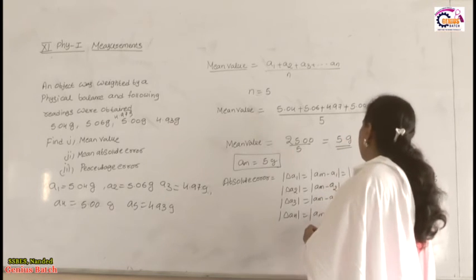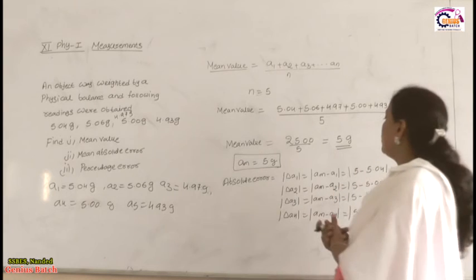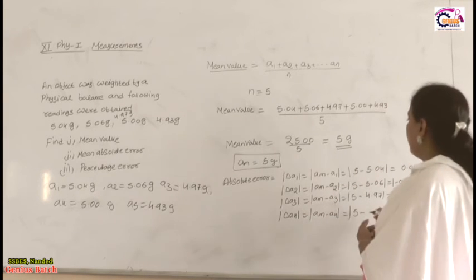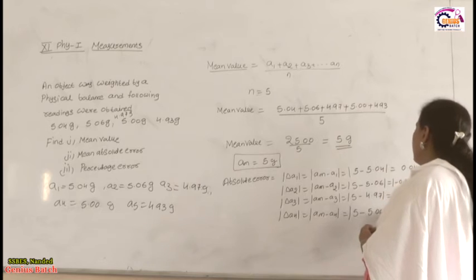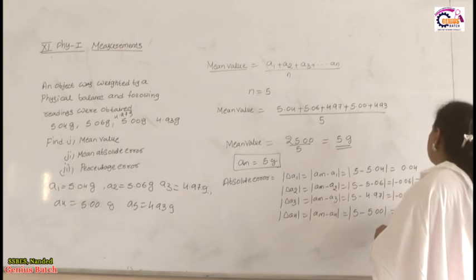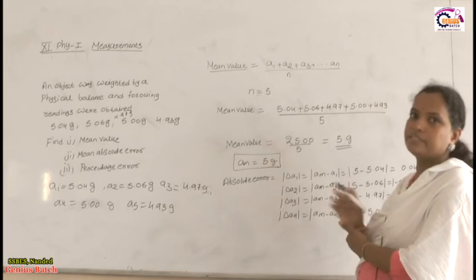Similarly, the fourth absolute error is delta A4 is equal to AM minus A4, that is 5 minus what here? What is the A4 value here? 5 only, that is 5.00. You will get it as 0.00, or else you can write simply 0.